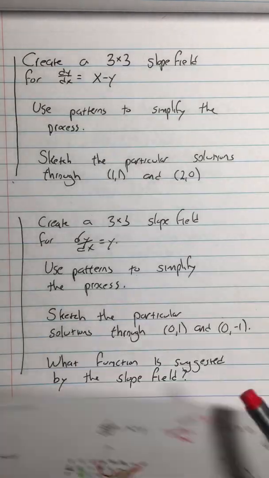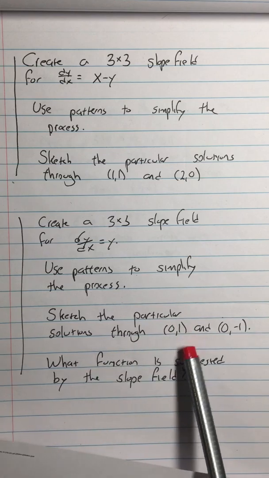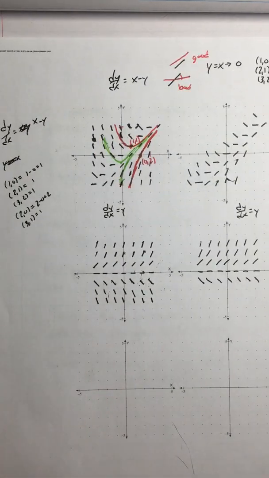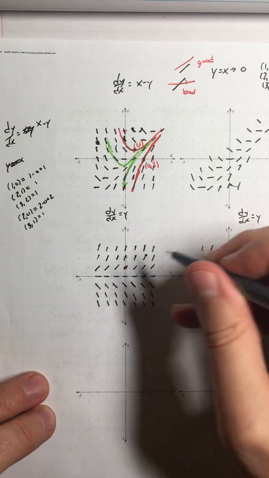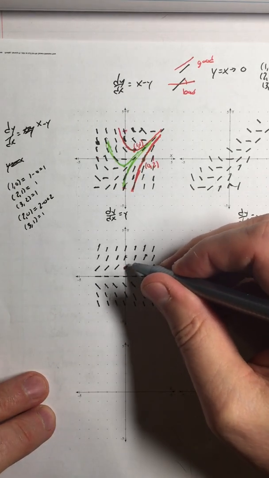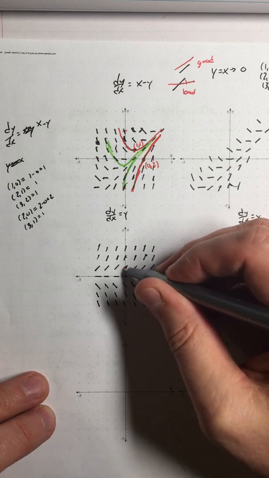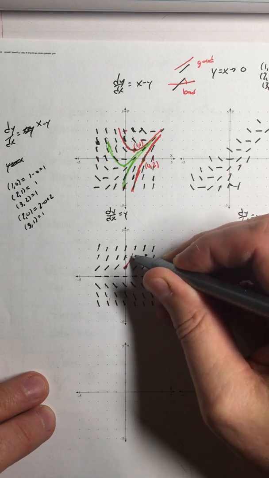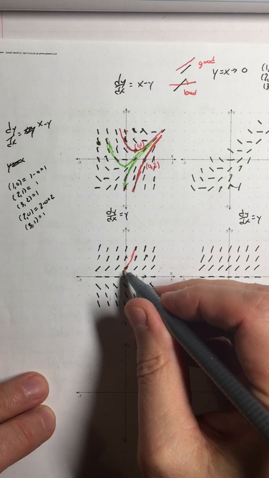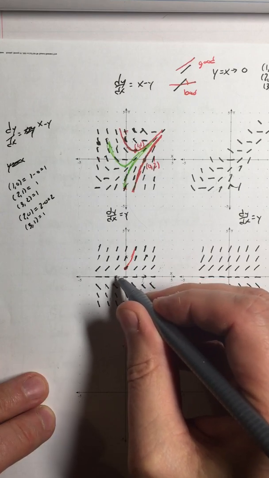I asked you to sketch the particular solution through (0, 1) and (0, negative 1). All right, so where's (0, 1)? That's right here. Okay, what does our particular solution look like? So I can't cross this, right? I don't want to have a non-zero angle right there. So I want to go more parallel to each of these slope lines. But then when I'm coming down here, I can't cross these at an angle.